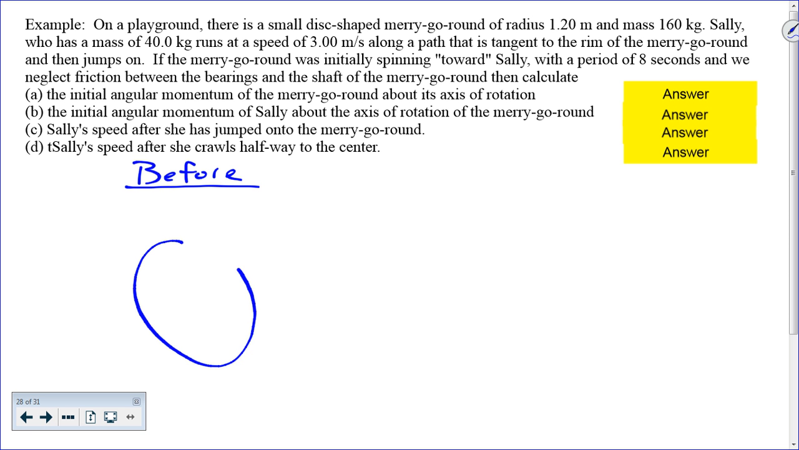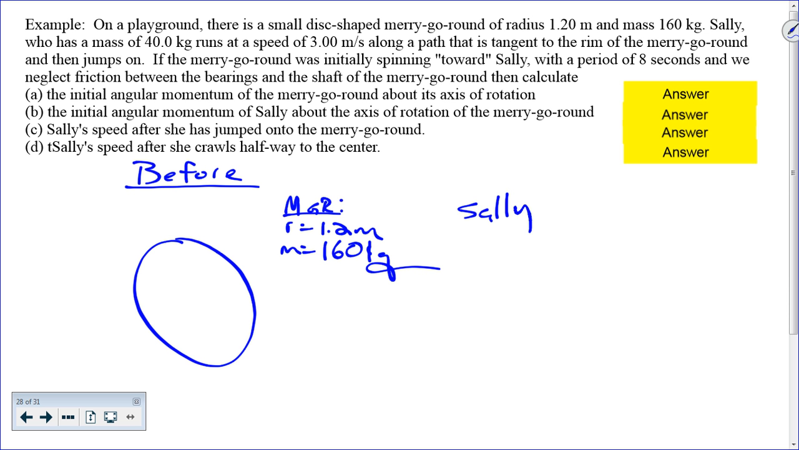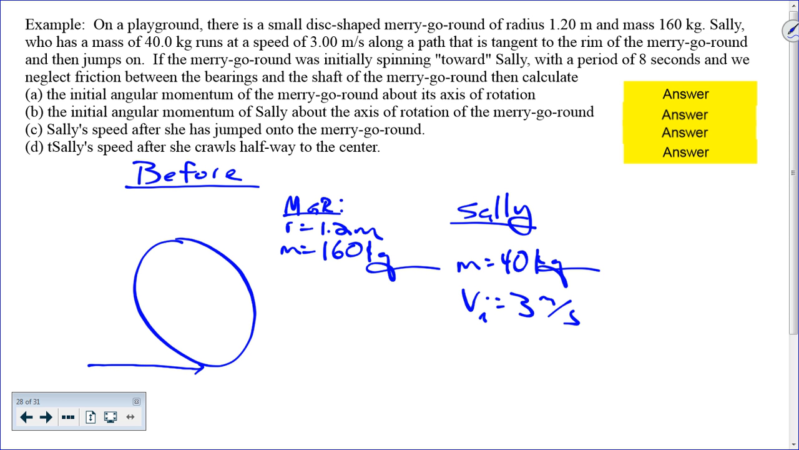All right, so here's our merry-go-round. What do we know about the merry-go-round? It's got a radius of 1.2 meters. It's got a mass of 160 kilograms. And then we've also got Sally, who has a mass of 40 kilograms. It says she runs at a speed of 3 meters a second along a path that is tangent to the rim of the merry-go-round. So here comes Sally like this.